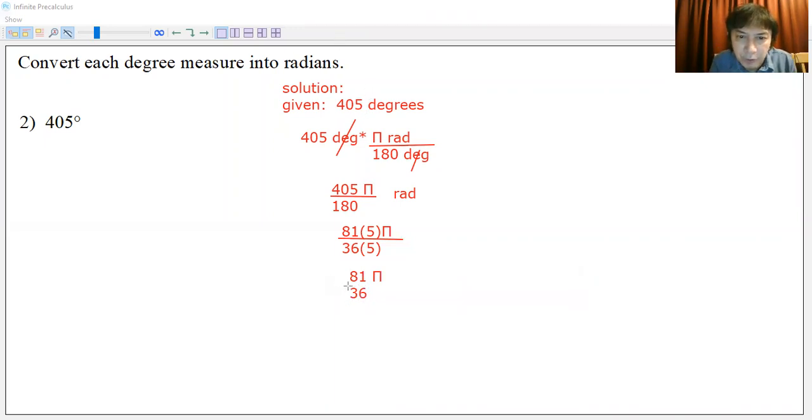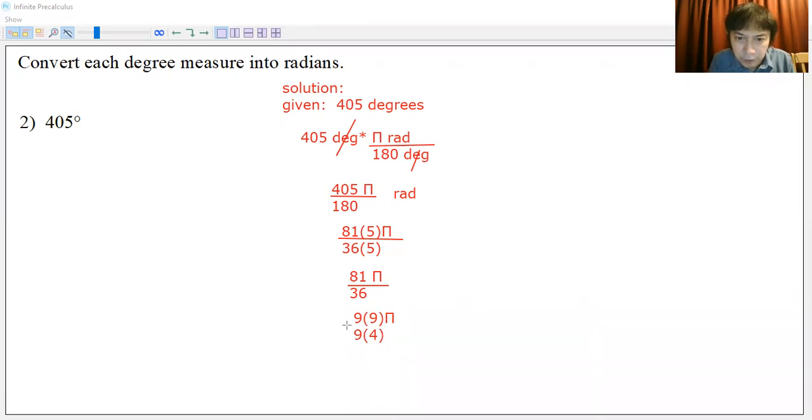This will still be in radians, of course. So 81, we can get the factors: we have something like 9 and 9, and 36 is 9 and 4. So we can get all the factors so that the final answer, the fraction, will be in the lowest terms. So 9 times 9 times pi, and the bottom is 9 times 4. That's for 36.